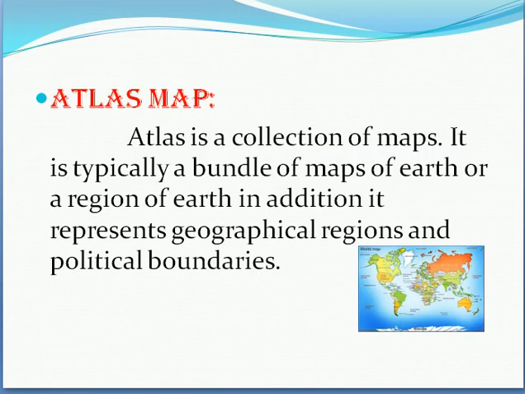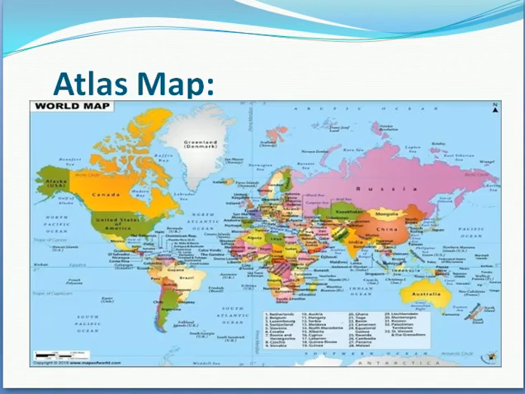Atlas is a collection of maps. It is typically a bundle of maps of Earth or a region of Earth. In addition, it represents geographical regions and political boundaries. Now in atlas map, atlases often show features like geopolitical, social, religious and economic statistics. It also gives us information about the map and the places on it.